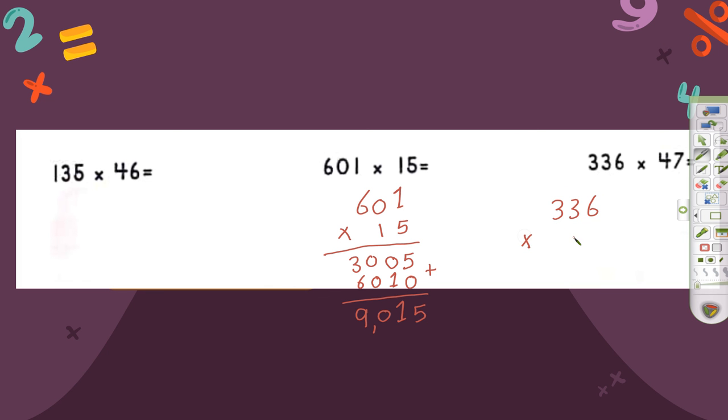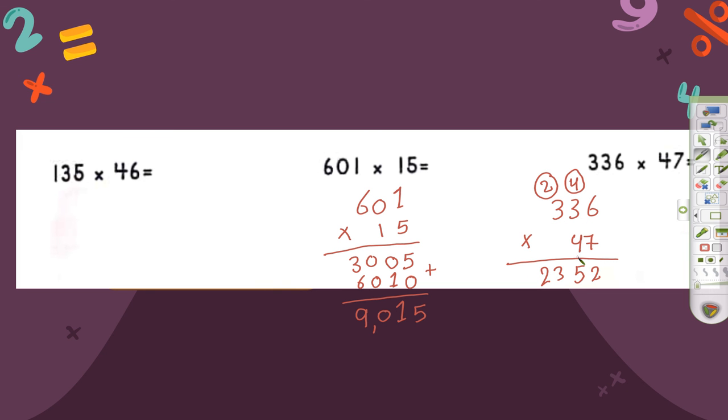336 multiplied by 47. Again, you see the ones, which is 7. You multiply 7 times 6. What is 7 times 6? Great job. 42. So we write 2 here and 4 on the top. Now, 7 times 3 equals 21. 21 plus 4 equals 25. Great. So I put 5 here and 2 on the top. Now 7 times 3 equals 21 plus 2 equals 23.